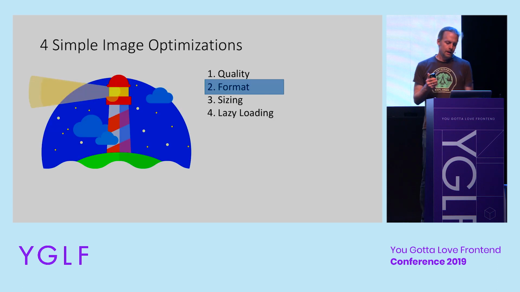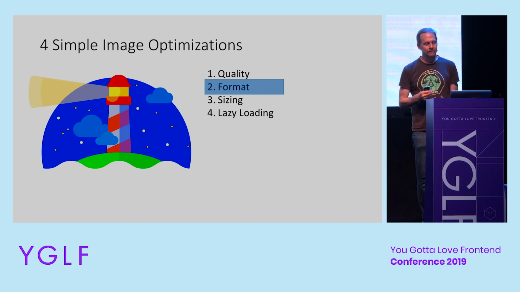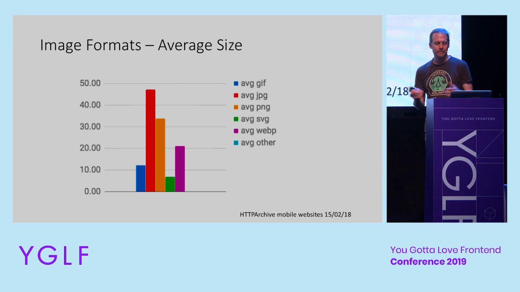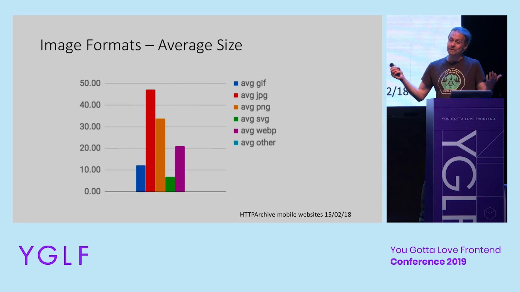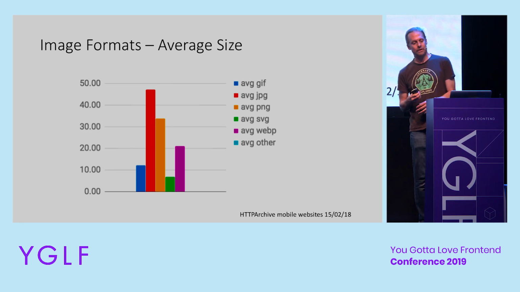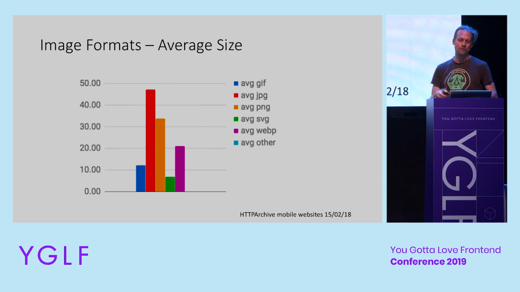All right. The next thing we want to look at is the format of the images. And obviously, there are a lot of different image formats out there. Here are the average sizes based on the HTTP Archive. Most of the images out there are JPEGs. And the biggest images out there are JPEGs. But let's talk about some of the other formats that are out there.